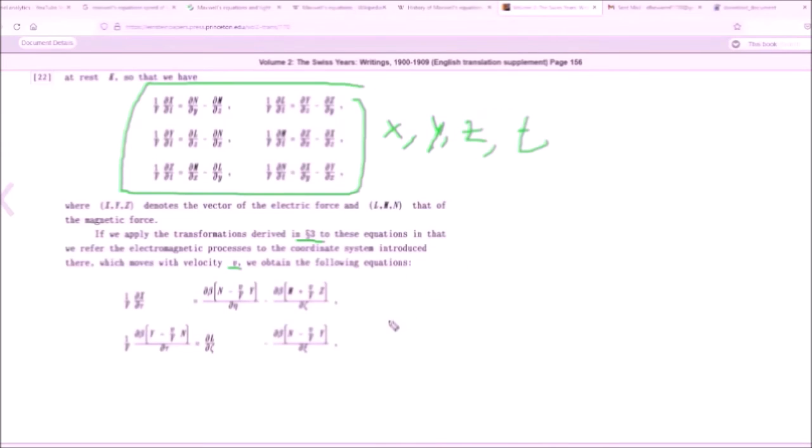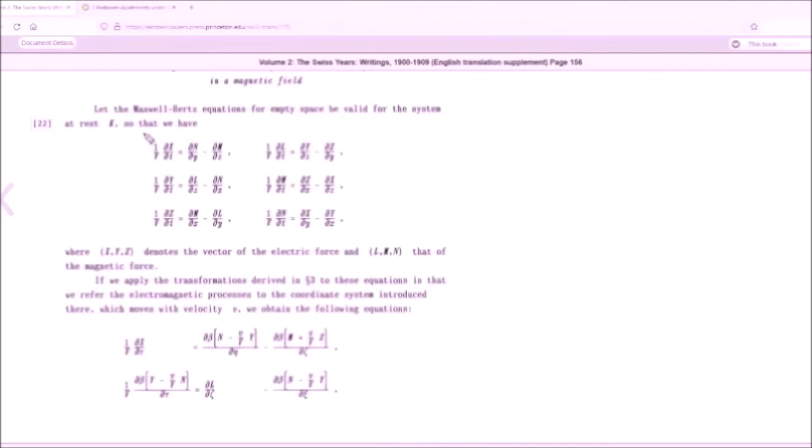Another way is to transform the Maxwell equations from the coordinates x, y, z, and t, that is the frame at rest, to the moving frame. X will become xi, and that is eta, and that is zeta, and that is tau. That is the moving frame.